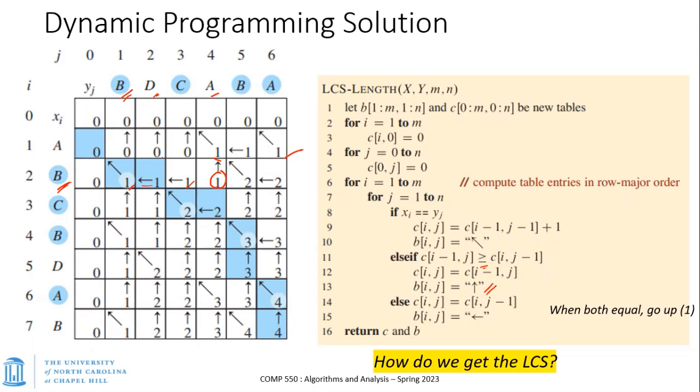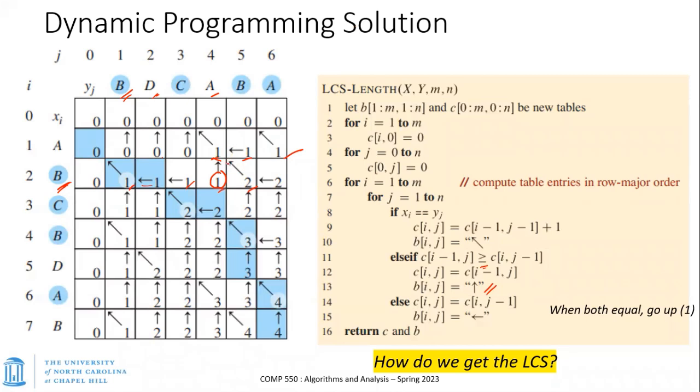But this is how the algorithm has been written: if the top and the left are equal, we're going to choose one of the two, and we're going to choose the one at the top. Similarly, over here, when all three of them are equal, we're going to choose the diagonal arrow.